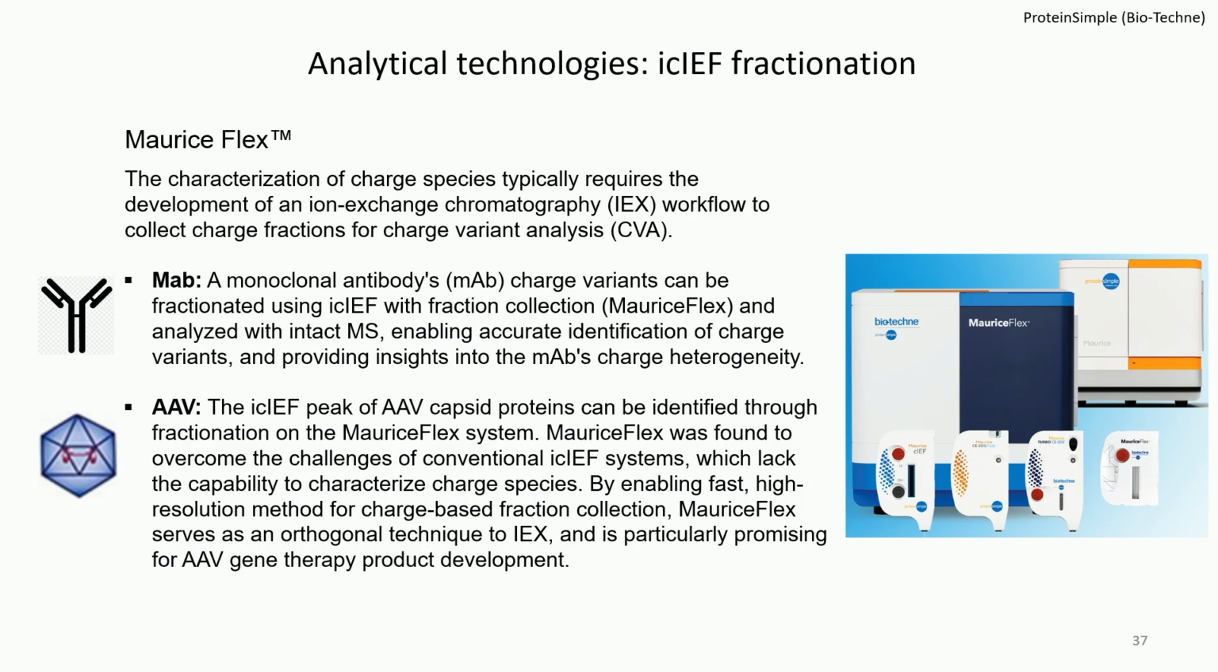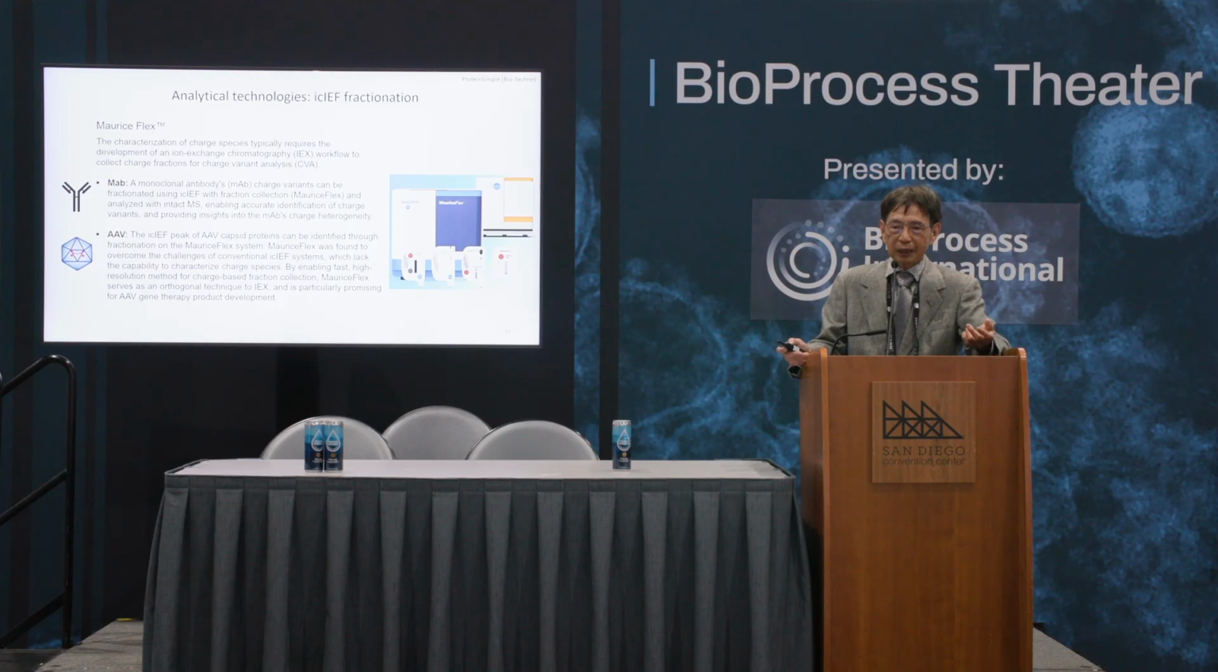Again, ICIF is very important for the charge variant, right? Because monoclonal antibodies have different charges. And the FDA, at the end, when you do a BLA, they want to know which residue, which fraction is acidic, and what kind of structure is there. So there are 2 companies. One is called Protein Simple. They introduced Maurice about maybe 6 years ago.